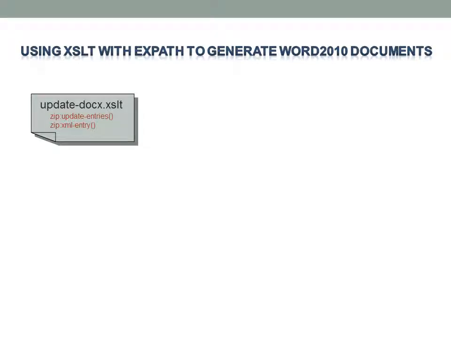Hi, my name is Phil Fearon, and this exercise shows how you can simply use XSLT with a couple of XPath extensions to generate a set of Word 2010 documents. We start off with a simple XSLT style sheet. This has got a couple of extension functions which are update entries and XML entry.